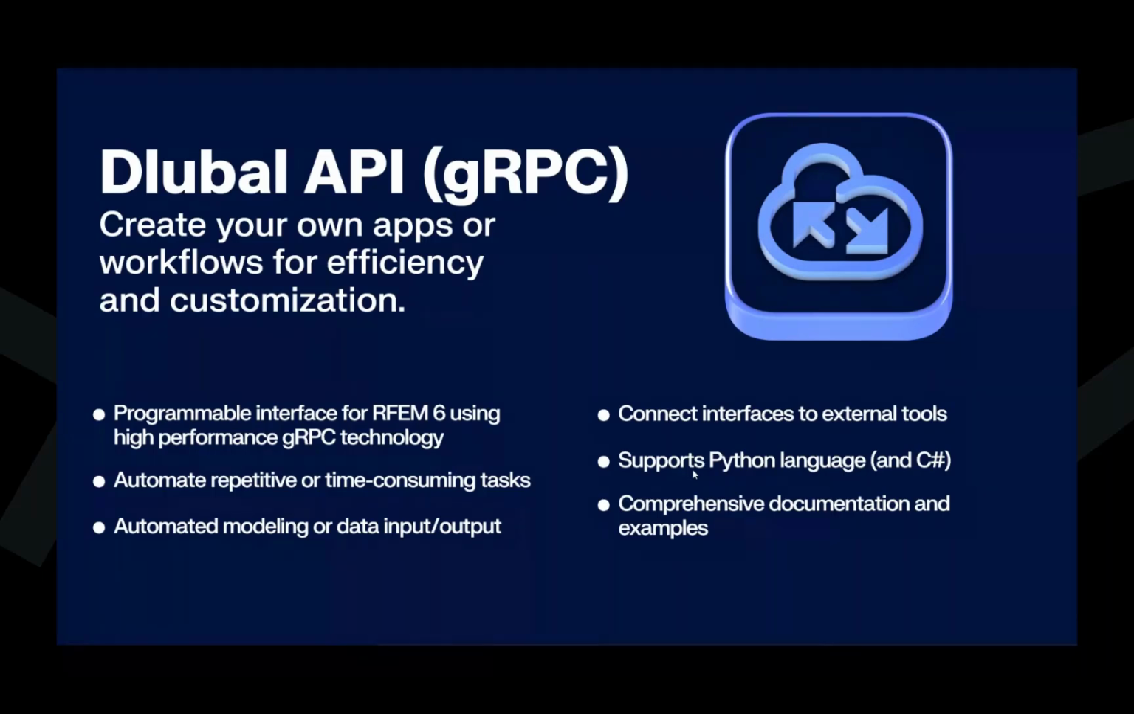So for example, if we have the existing model data outside of the program, we can actually use this API to automate the modeling process, or we can use it to feed data into the program or to pull results out of the program. And ultimately, we connect the interfaces to these external tools. So maybe that is your own spreadsheets or in-house programs. It's a third-party program, or it can be even your own website for your company. Now, we put most of the development in based on Python language, but we also support C# as well.